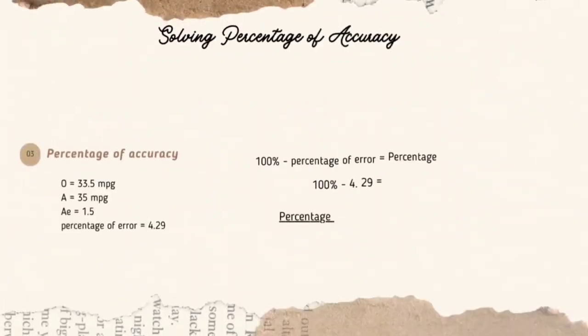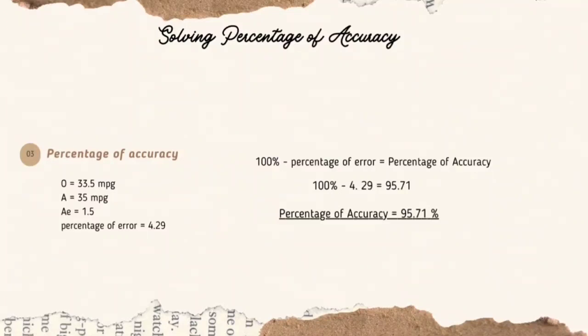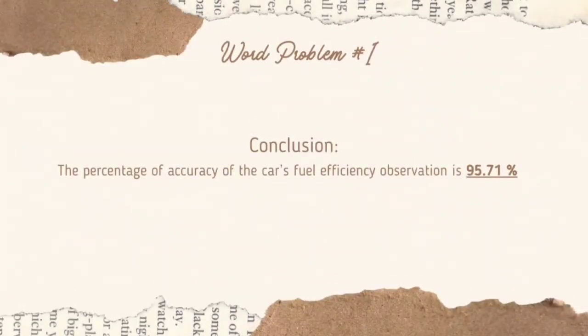And the percentage of accuracy can be solved by subtracting the percentage of error, 4.29, from 100, which gives us an accuracy of 95.71%. Conclusion: the percentage of accuracy of the car's fuel efficiency observation is 95.71%. Moving on to our next word problem involving precision.